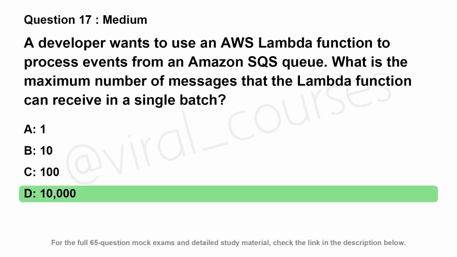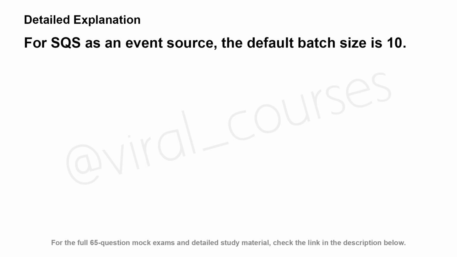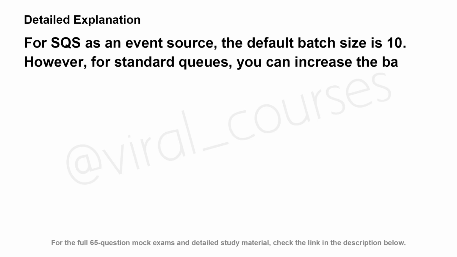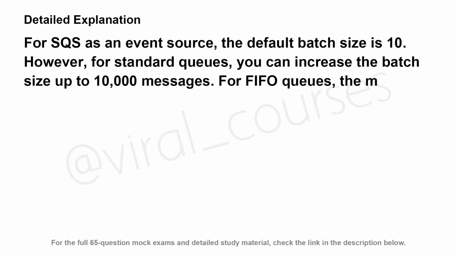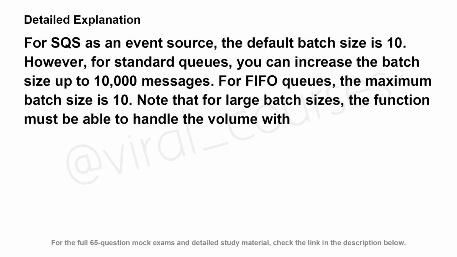The correct answer is D. For SQS as an event source, the default batch size is 10. However, for standard queues, you can increase the batch size up to 10,000 messages. For FIFO queues, the maximum batch size is 10. Note that for large batch sizes, the function must be able to handle the volume within its execution timeout.